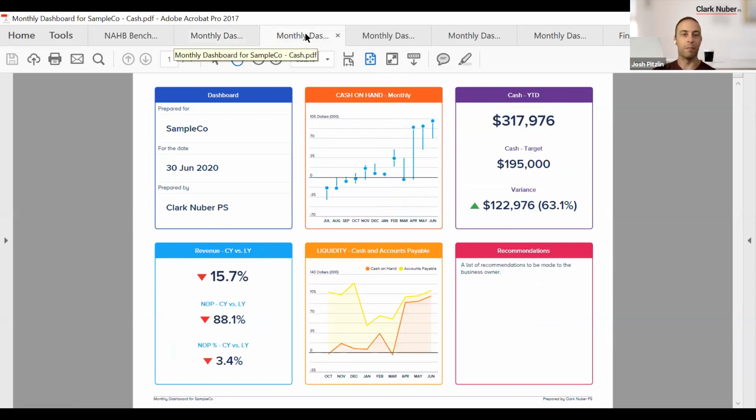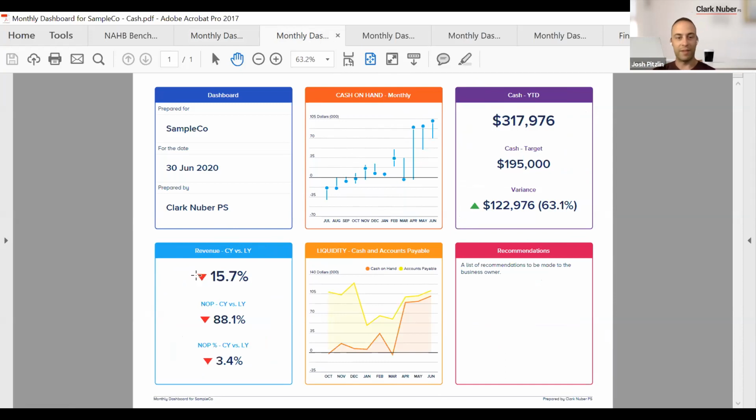We also have them that are cash focused. So, okay, we're constantly having cash problems. So let's look at that balance. What's our change? How are we doing? What was our cash on hand historically? And are we trending in the right direction or the wrong direction?